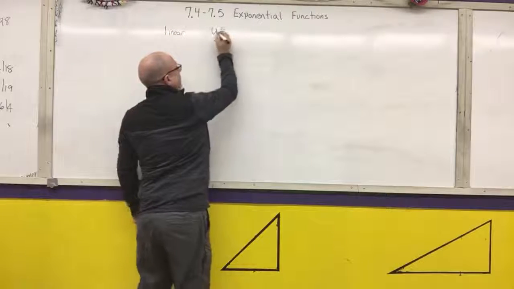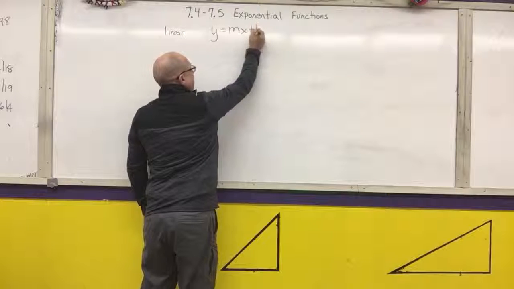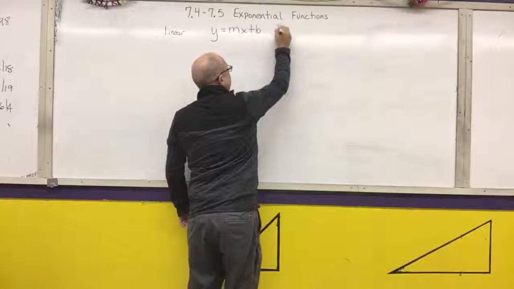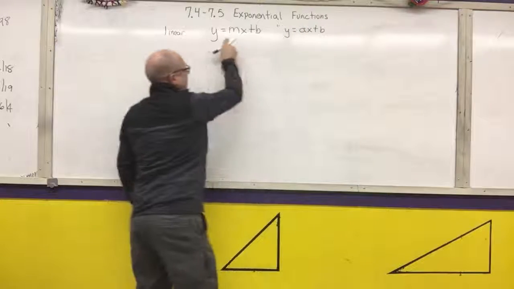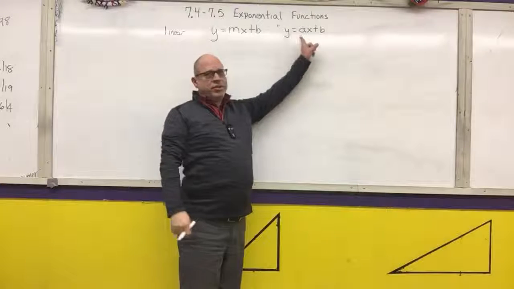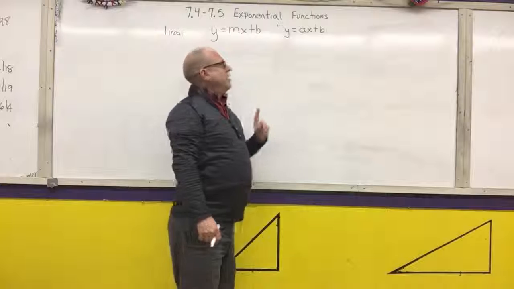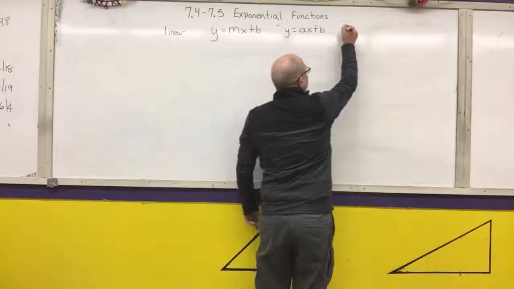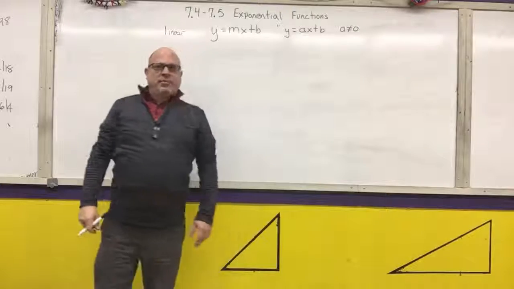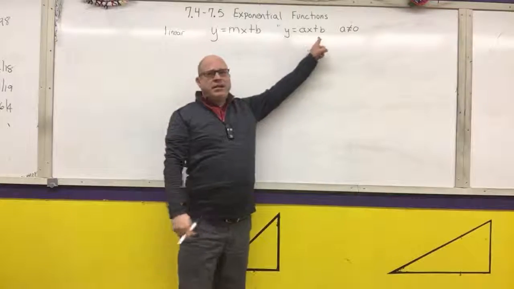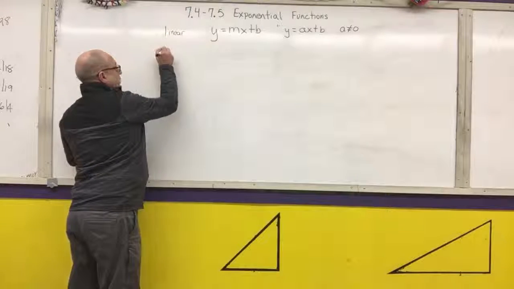A linear function is something that we can write as y equals mx plus b, or y equals ax plus b. We use m to represent slope, but in general terms, it's anything that has a constant times a variable to the first power plus a constant. And in this case, a cannot equal 0. If a was 0, this would just be a constant, and it would no longer be a linear function. So let's talk about exponential functions.